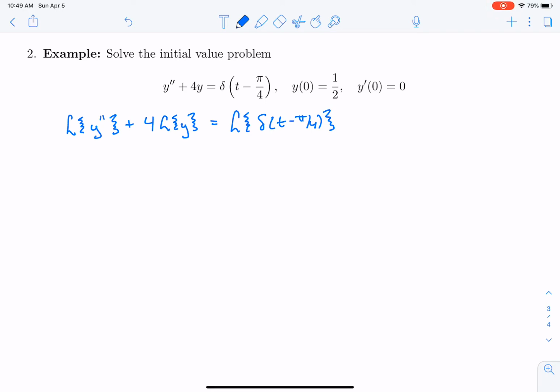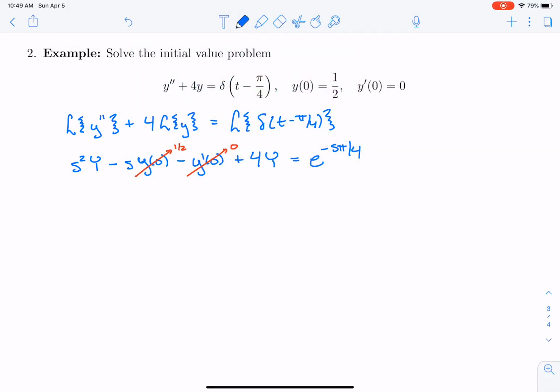Okay. So the Laplace transform of the second derivative is s squared Y minus s y of 0 minus y prime of 0. And then we have plus 4 times the Laplace transform of y, which is capital Y. And the Laplace transform of that delta function is e to the minus s pi over 4. Now, y of 0 is 1/2, and y prime of 0 is going to be 0.